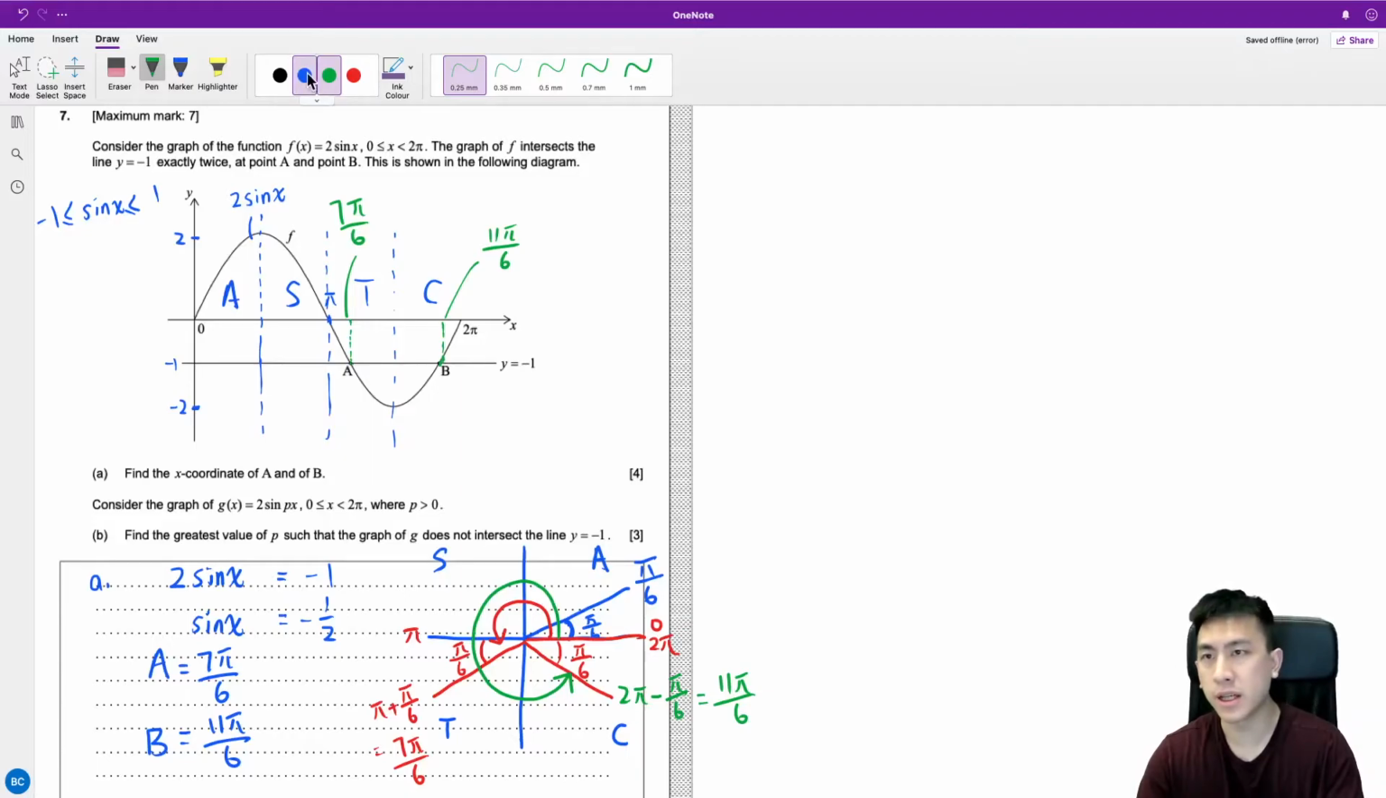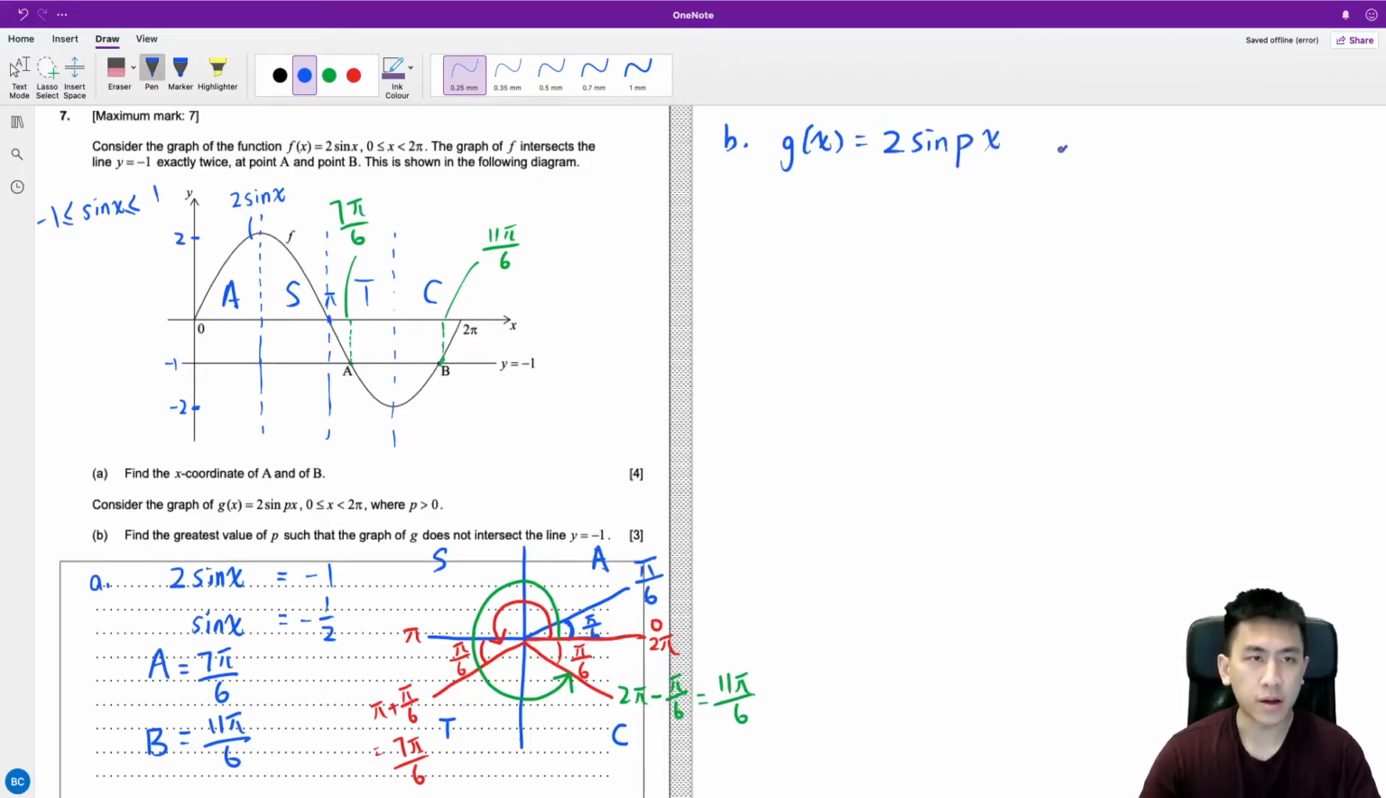So part A is rather simple actually. You just solve your normal stuff. Now part B is actually harder, even though it's only 3 marks. Part B is a little bit more challenging. So consider now you have a graph of g(x) equals 2 sine px, where p is bigger than 0. Now here's the thing: this is the function transformation we talked about before. The p is a multiplier, inside the function, inside the sine x. And it's a multiply, therefore it's going to be a horizontal stretch.